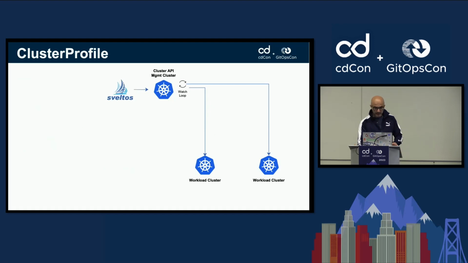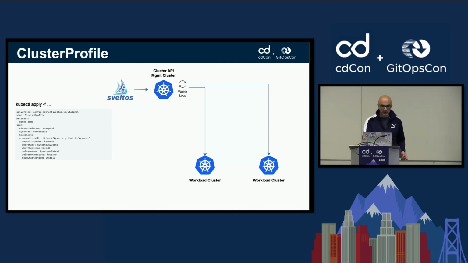So I have an example here. We have a management cluster, and inside the management cluster we have Cluster API, because we use Cluster API to bring up new Kubernetes clusters, and we have Sveltos. Then I simply post to the management cluster this ClusterProfile, which is selecting all the clusters with environment production, and it's simply asking to deploy Kyverno Helm chart version 2.5.0.